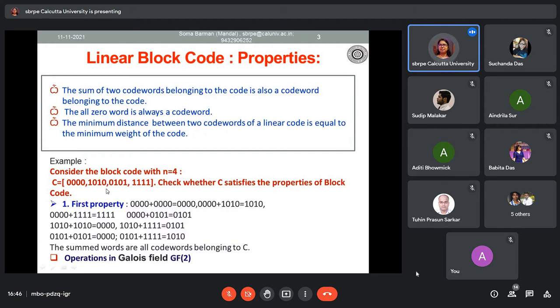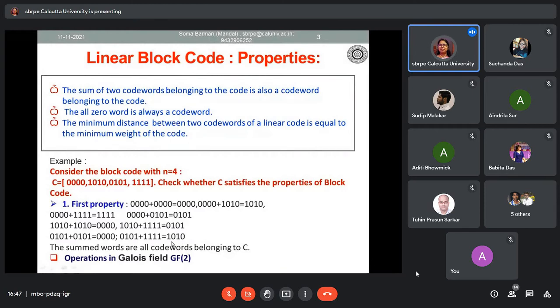So you are adding two code words, the second and the fourth, and the summation gives a code word that also belongs to the code, the third code word. Similarly, check another: 0, 1, 0, 1 plus 1, 1, 1, 1, that is the third and the fourth. So 0 plus 1 gives you 1. 1 plus 1 is 0. 0 plus 1 is 1. 1 plus 1 is 0. So 1, 0, 1, 0.